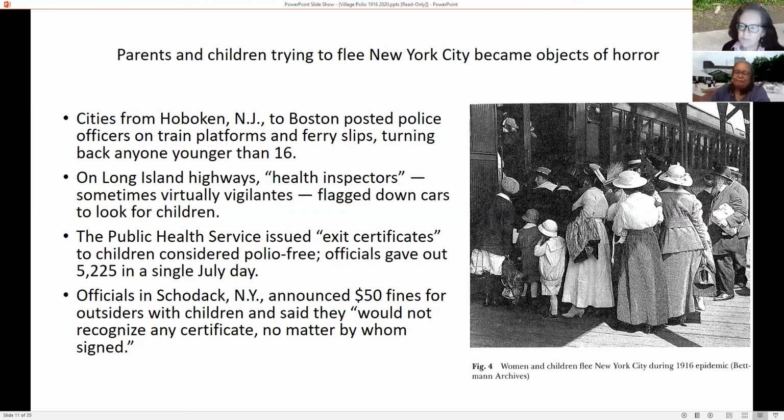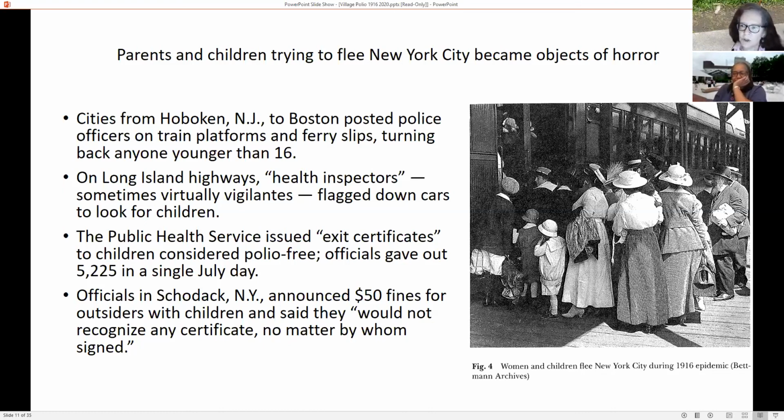And in response, there were many regions around New York City, all the way up to the north of Massachusetts and Philadelphia, where officials said, oh no, we're not having these infected children entering our towns, and they turned them away.